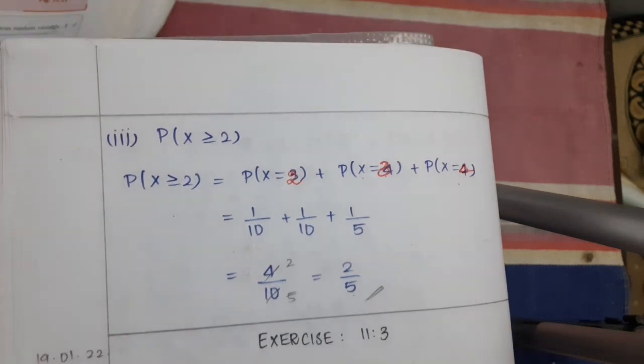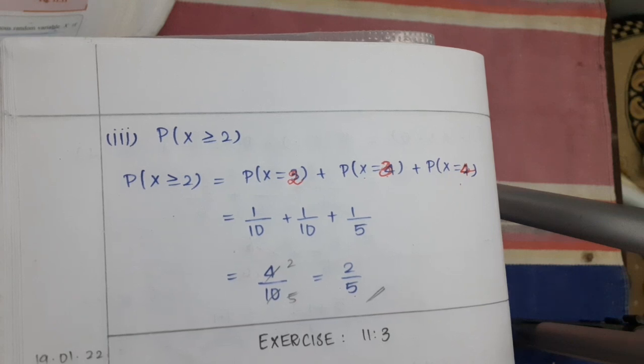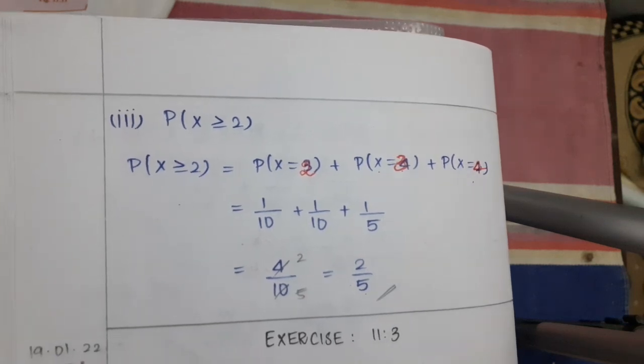So students, I completed exercise number 11.2 also in this video. I give the PDF also. One sum is left. You do it as a homework sum, the same probability mass function.